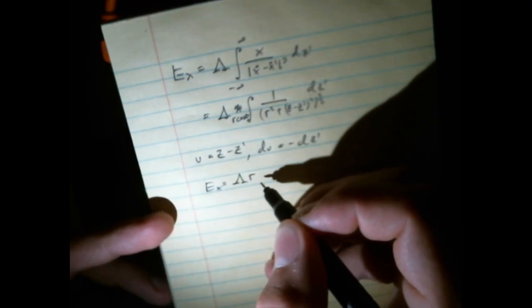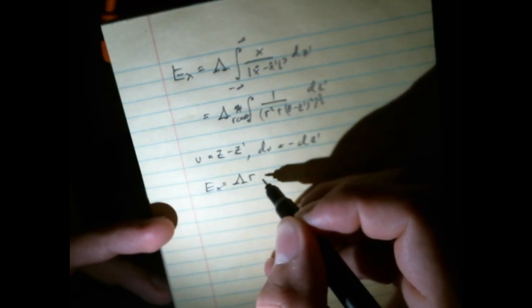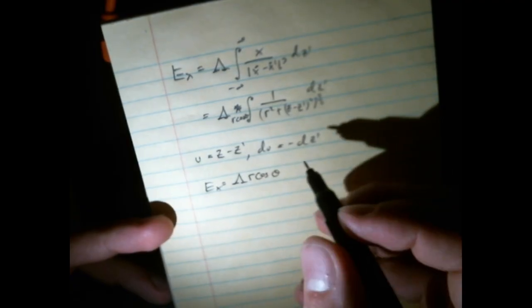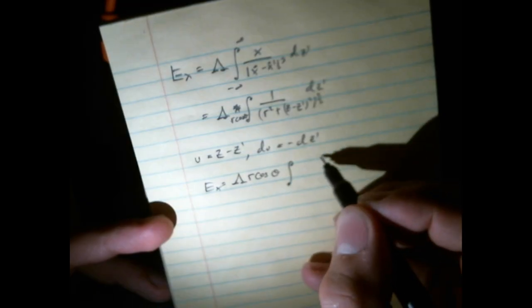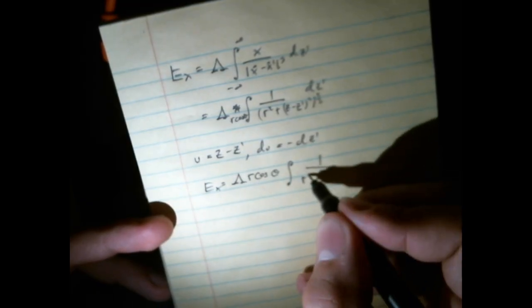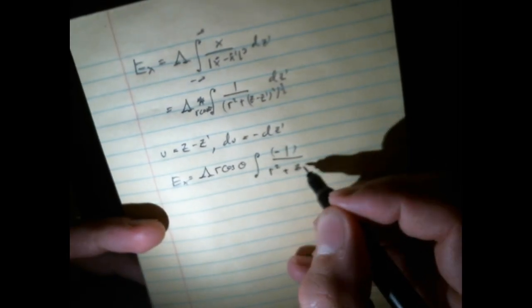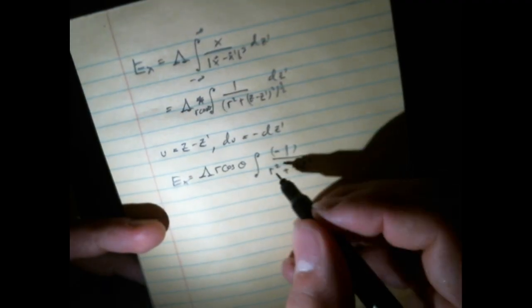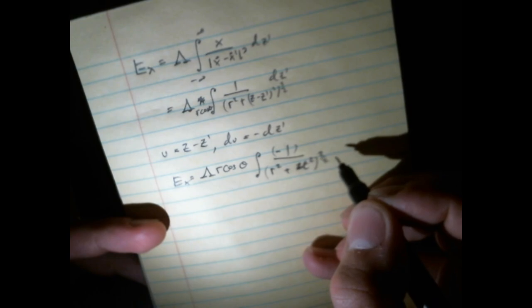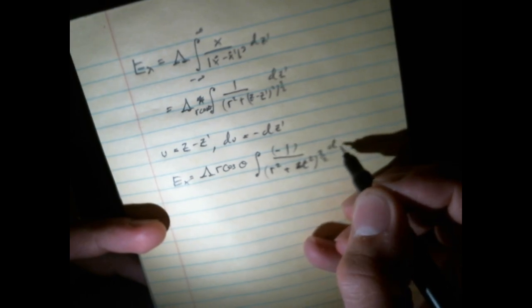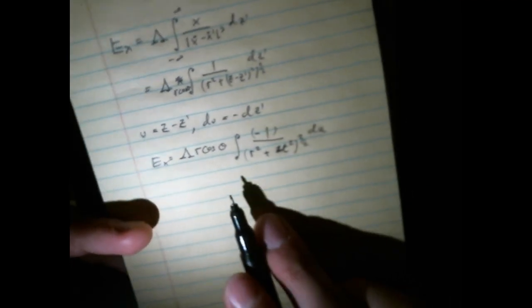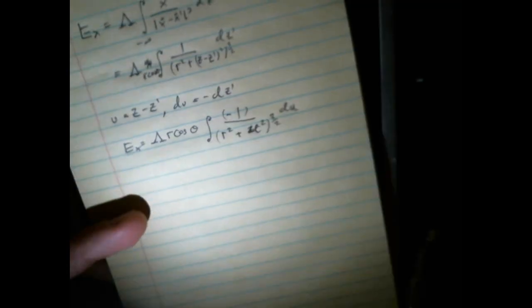So then Ex is going to equal lambda r cos theta, integral, 1 over minus 1 actually, r squared plus u squared to the 3 over 2, du. Okay, so now this is a standard integral, this one right here.